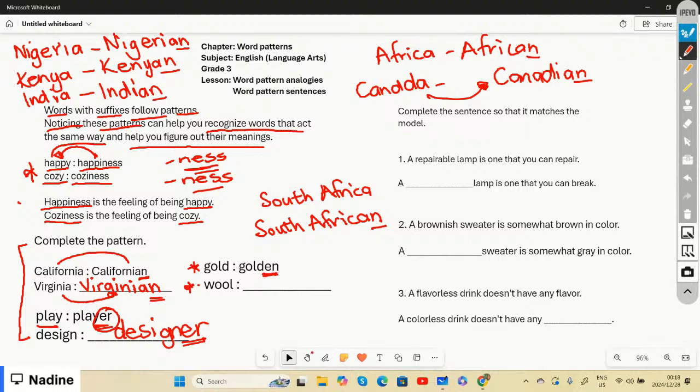Remove the d. Remember here we have a d for gold. The only thing that we added was en. We only added en. So remove the d. Because remember the d in golden is because of gold en. So wool. Wool.